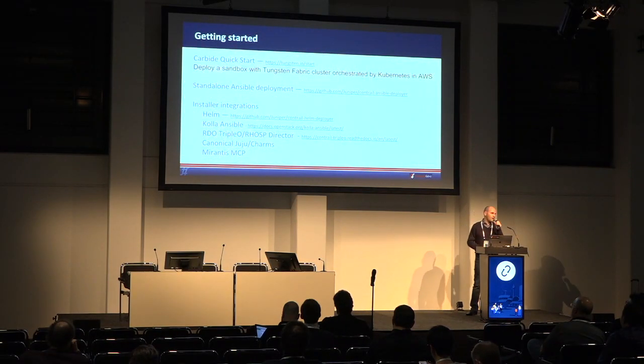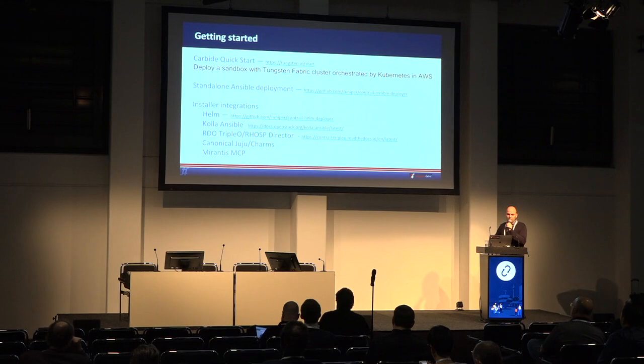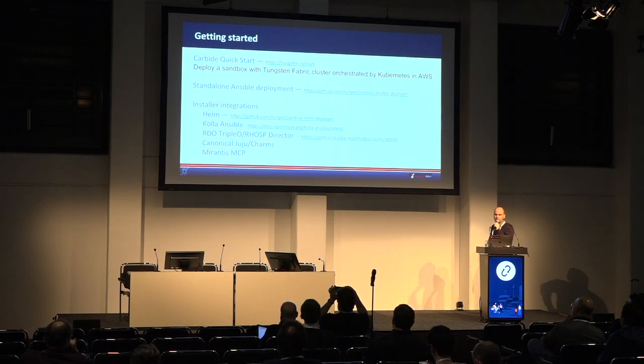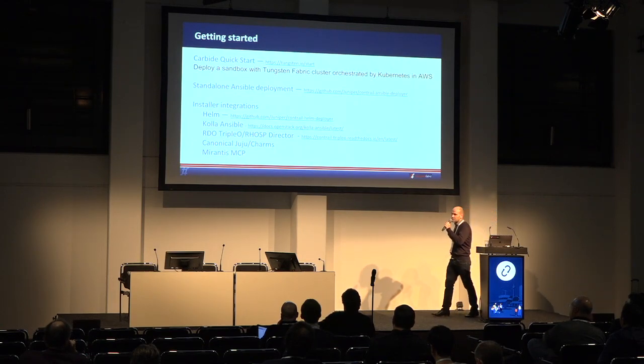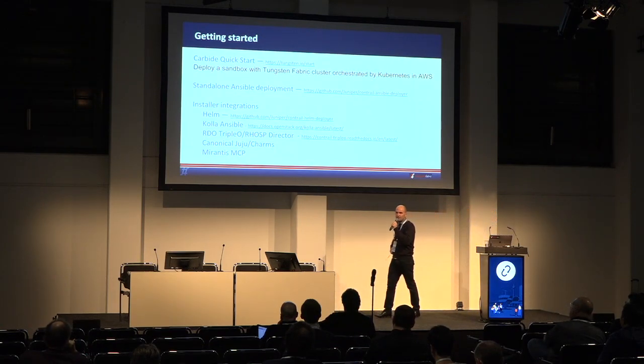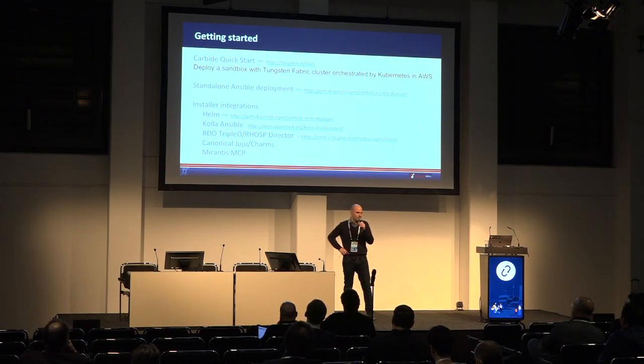So if you want to have a quick feeling of the product, you can go to tungsten.io/start, where you can deploy a sandbox in AWS of a Tungsten Fabric cluster that is orchestrated through Kubernetes. Now, that's just to get a quick feeling. It's not meant to be used for any kind of real-life environment.